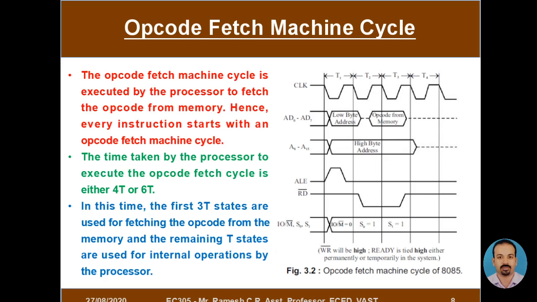The remaining one T state is used by the processor to perform the internal operations. In some cases, soon after fetching the opcode from the memory, it identifies that it has to add two values which are available in two registers, for example A and B. Then the microprocessor makes use of this one T state to add those two values available in the registers. That's an example which I told. That is what is meant by the internal operations. It can even be some logical operations also.